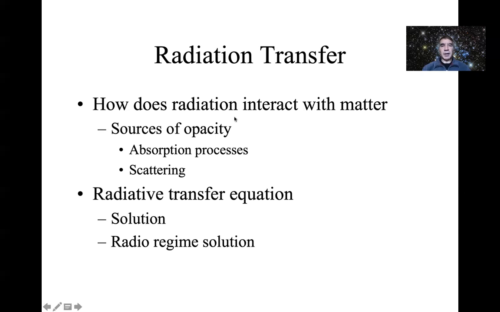So I'm going to talk about, as I said, how radiation interacts. That's going to take us to a concept of opacity, which deals with how photons are either absorbed or scattered by matter. And then in the second half, we'll look at an equation that we can derive to show how the intensity of radiation changes as it passes through matter, and then look at a particular solution for radio waves, which makes things a little bit easier and also brings in some other key concepts as well.